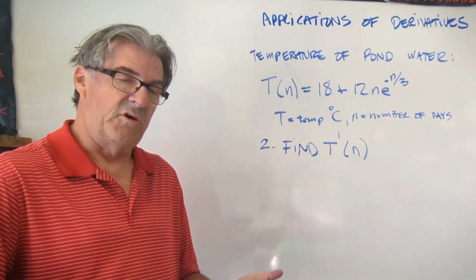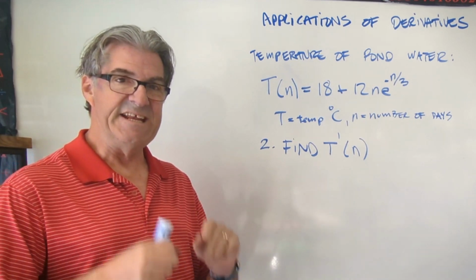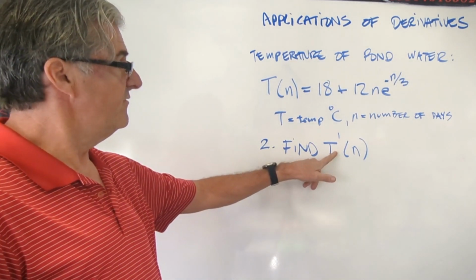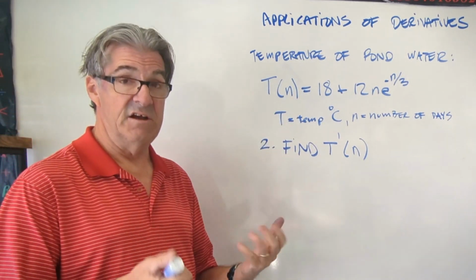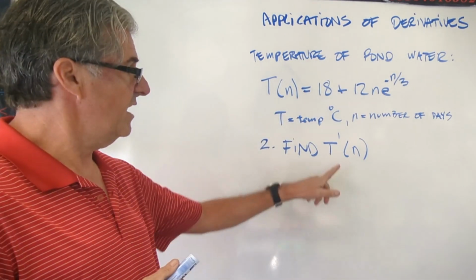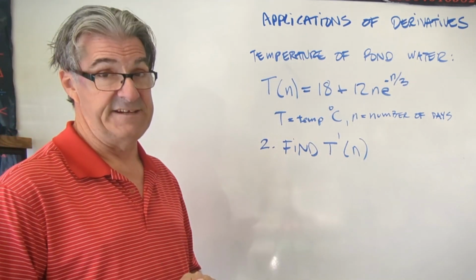Now, it might be useful to figure out the rate of change at any point in that 18-day period. So that's where the derivative of this function comes in. That'll give us the instantaneous rate of change at any point in time. So I want you to pause the video and find T prime of n.